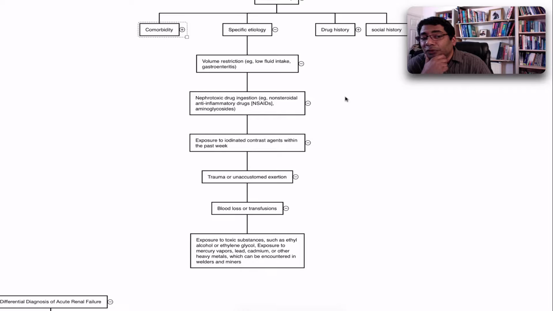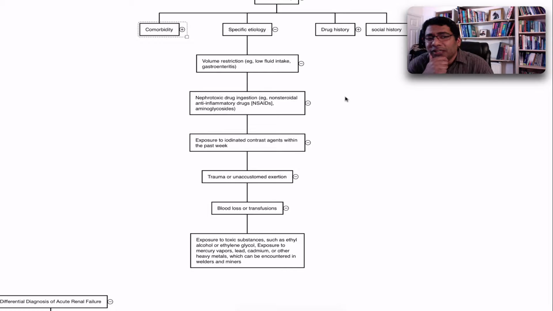Has the patient suffered hypovolemia? Did the patient have any nephrotoxic drugs? Did the patient take any overdose of any drugs which are likely to be nephrotoxic? Was there any exposure to iodinated contrast agents within the last week? Was there any trauma or unaccustomed exertions? Was there any blood loss or transfusions? And was there any exposure to toxic substances such as ethyl alcohol or ethylene glycol? Exposure to mercury vapors, lead, cadmium, or other heavy metals, which can be encountered in welders and miners.